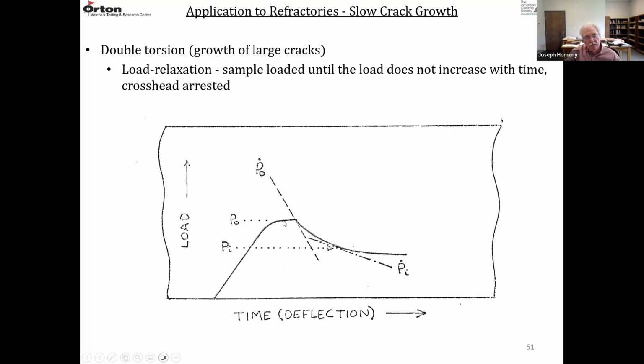So you load a sample in double torsion until it bends over, then you stop the loading, and then you watch the load relax with time. So it's a load relaxation experiment. The sample is loaded until the load does not increase anymore with time. You stop your crosshead and you watch the relaxation. So P0 is the maximum load. The initial slope of this relaxation region is P0 dot. And then at any point on this curve, you can take the slope Pi dot, and that has a corresponding load Pi.